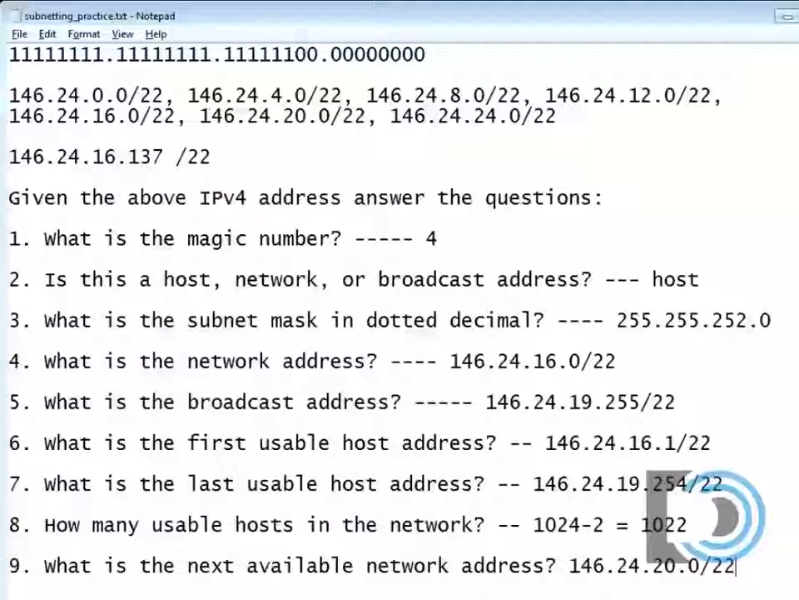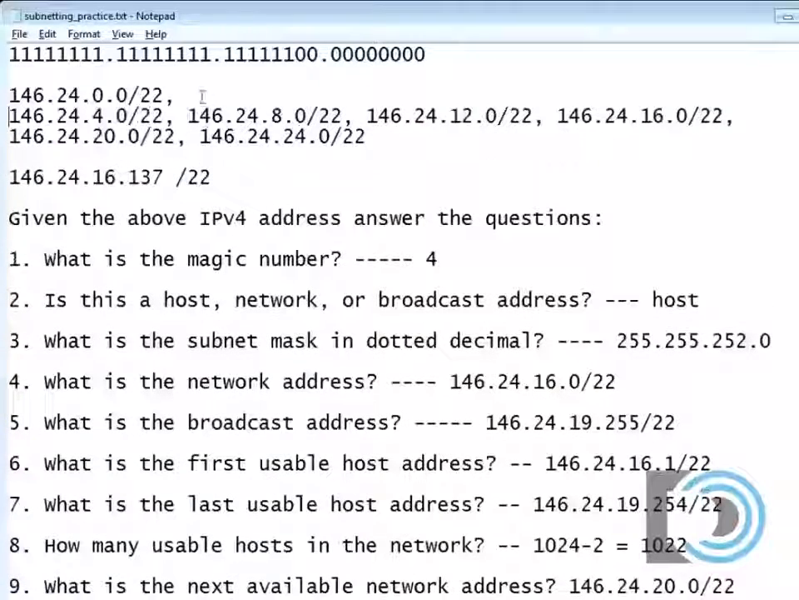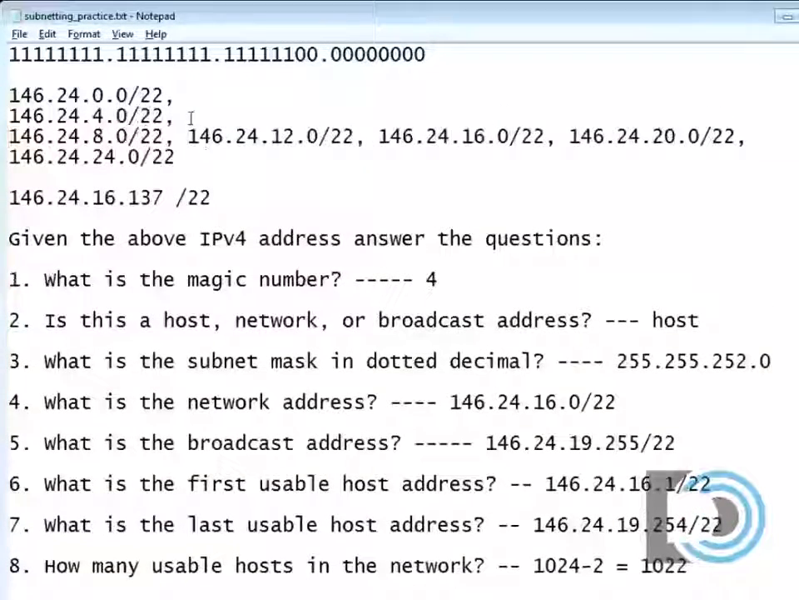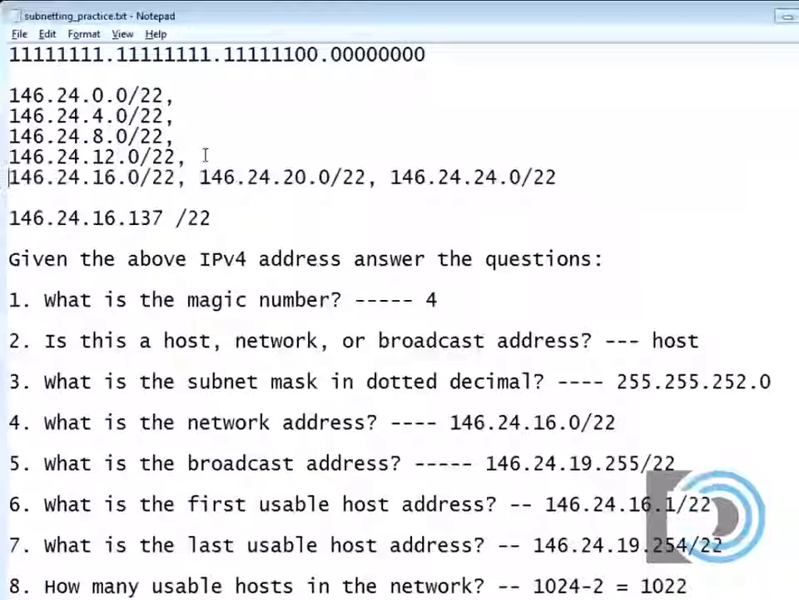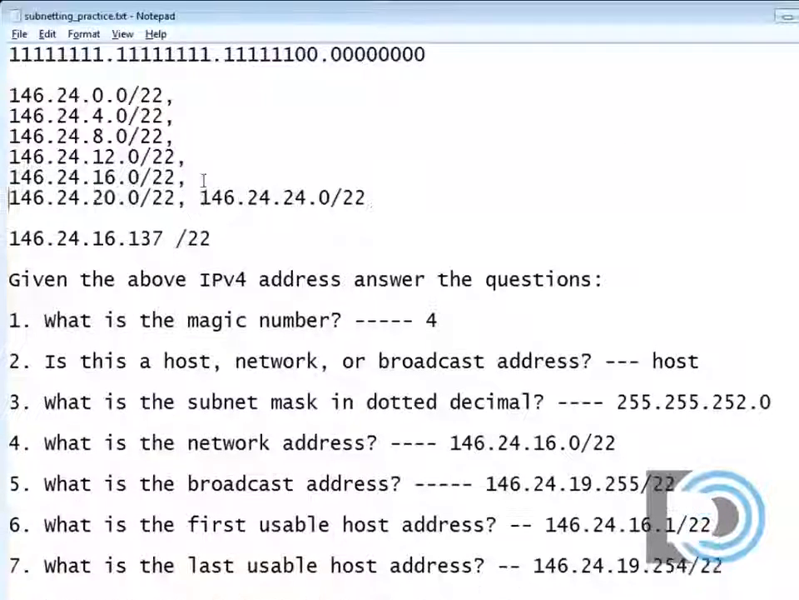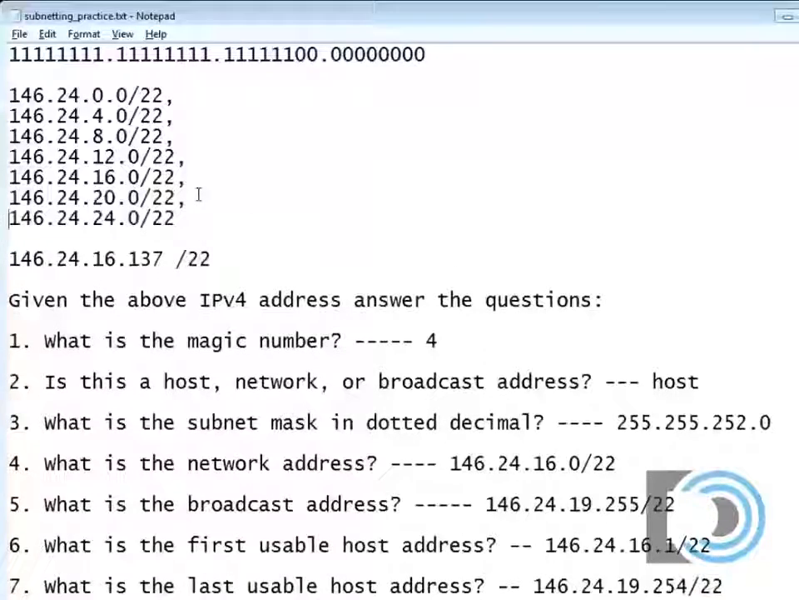I tried to list out the networks going across from left to right just so I could keep the numbers on the screen and make it easier. But personally, it's always easier for me when I list out the networks like this. It just so happens visually it makes more sense to me.